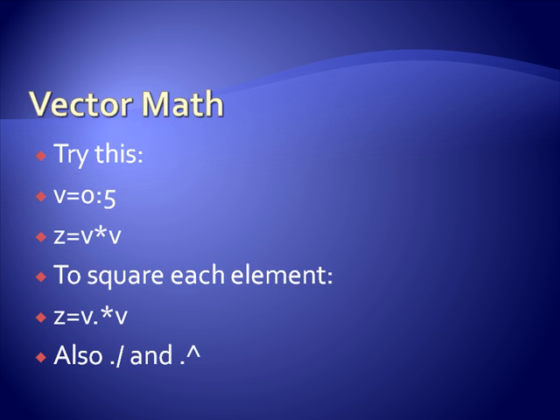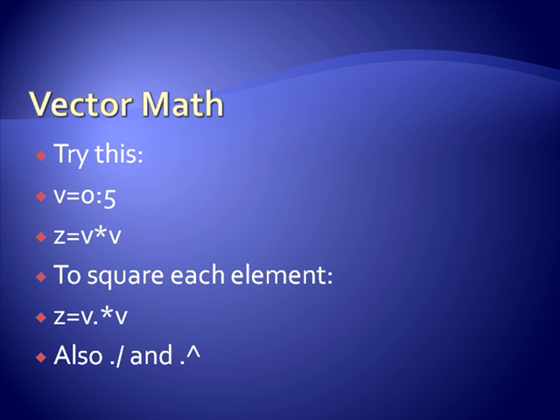Now, one thing that'll be a little strange for some of you, especially early on, is vector math. By default, MATLAB wants to use vector math any time we do an operation on a vector. So for example, if I define a vector v to be the integers from 0 to 5, and then I say z equals v times v, it doesn't square each element in v and return it as z. It tries to multiply the vector v times itself, and that's actually not allowed.